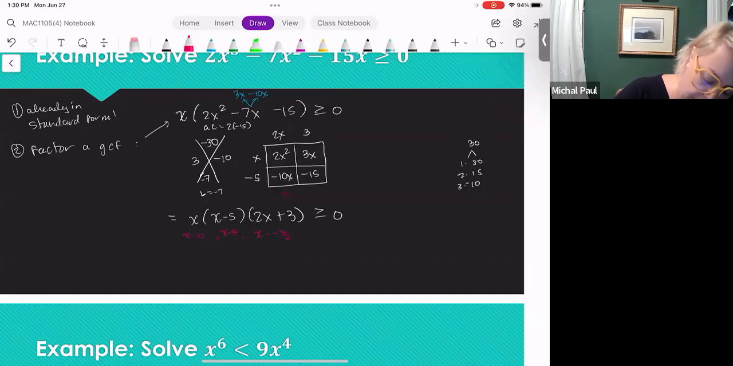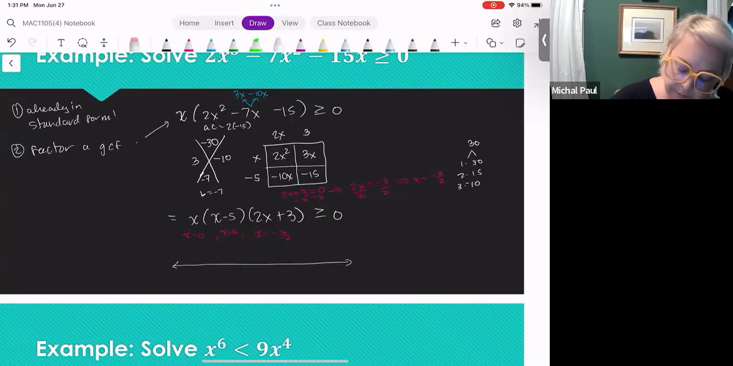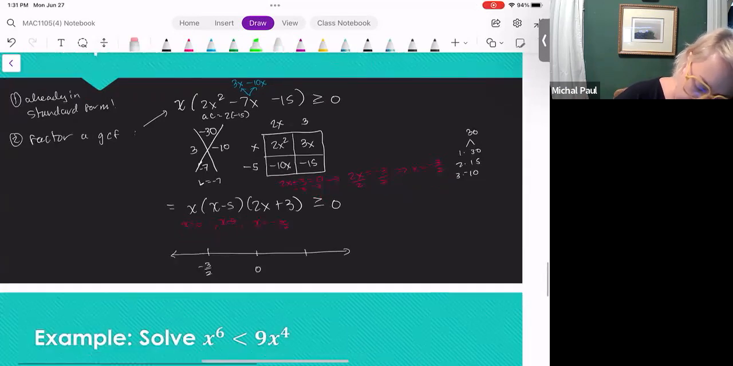I know that because if I let 2x plus 3 equal 0, I can subtract 3 from both sides, giving me 2x equals negative 3. And I can divide both sides by 2 to get that x equals negative 3/2. Those are all the numbers that make this entire function exactly equal to 0. But what I want to do is see all the places that this function is below 0 or above 0. So I'm going to write down on the number line, in order from small to large, the different zeros of this function.